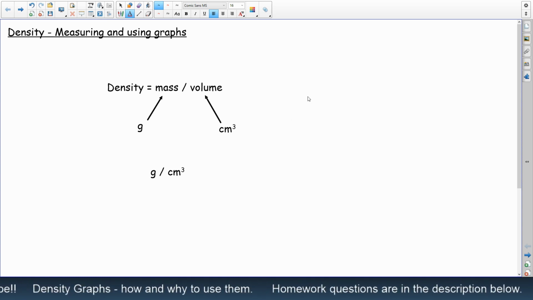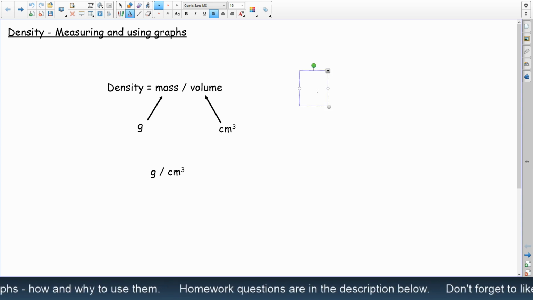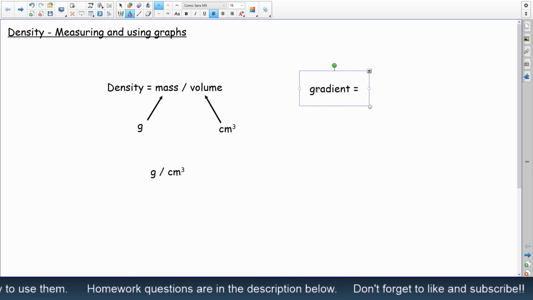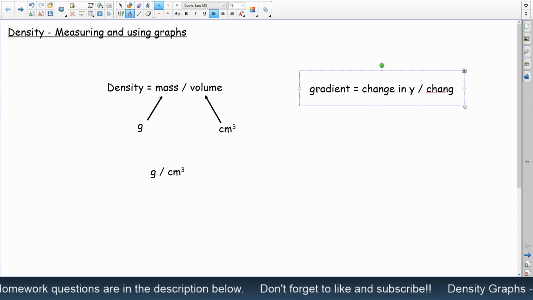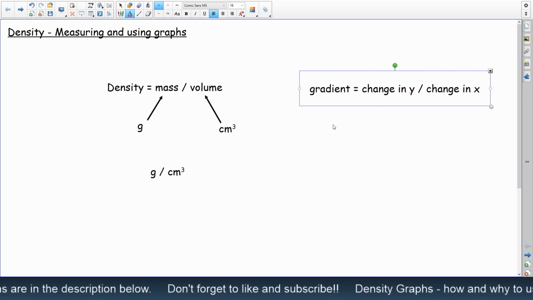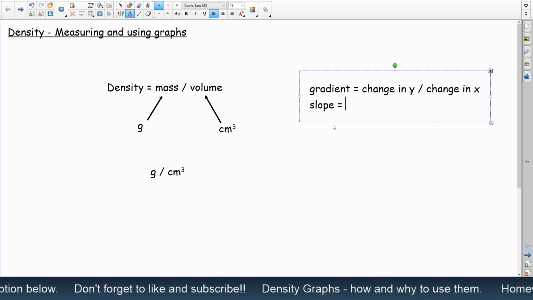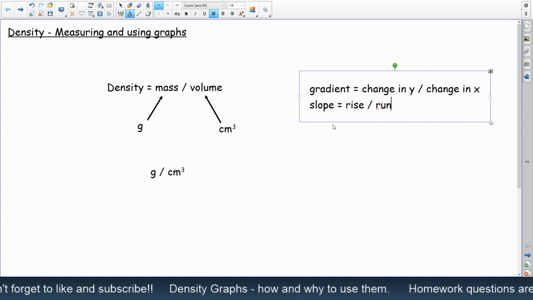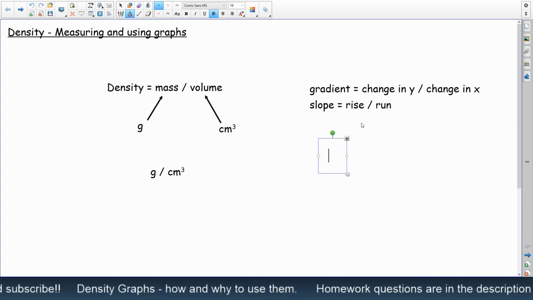Okay, the other equation that we're going to need to know for today is a general graph equation, and that is the equation for the gradient of a graph. The gradient of a graph is equal to the change in y divided by the change in x between any 2 points. Sometimes you will see this written as the slope of the graph is equal to the rise divided by the run. That's a slightly simpler way of doing it, where the gradient is the slope, how steep the graph is.